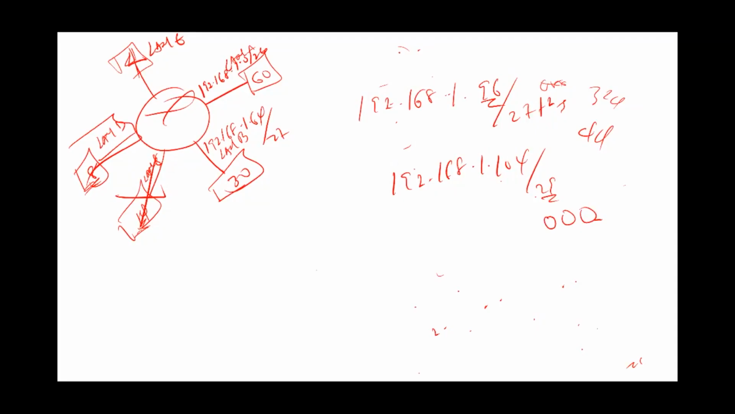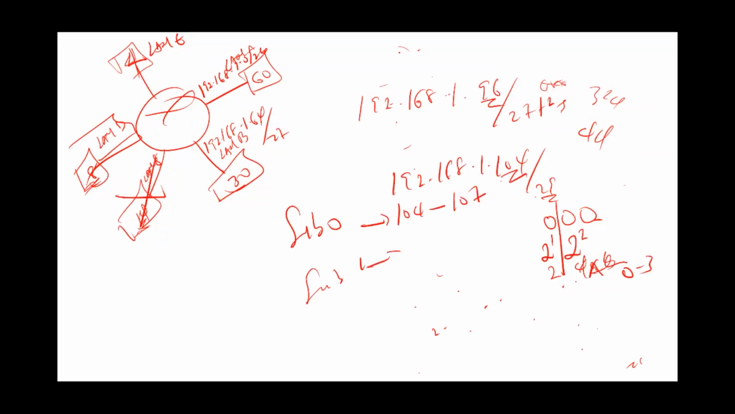Can I resubnet this? If I borrow 1 bit, this will create 2 subnets. The remaining bits, 2 raised to power 2, gives 4 addresses per subnet. So now here again, I'm going to have subnet 0 and subnet 1. Subnet 0 is supposed to be 0 to 3, 4 addresses per subnet. But because I'm starting from 104, that will be 104 to 107. The next one will be 108 to 111.